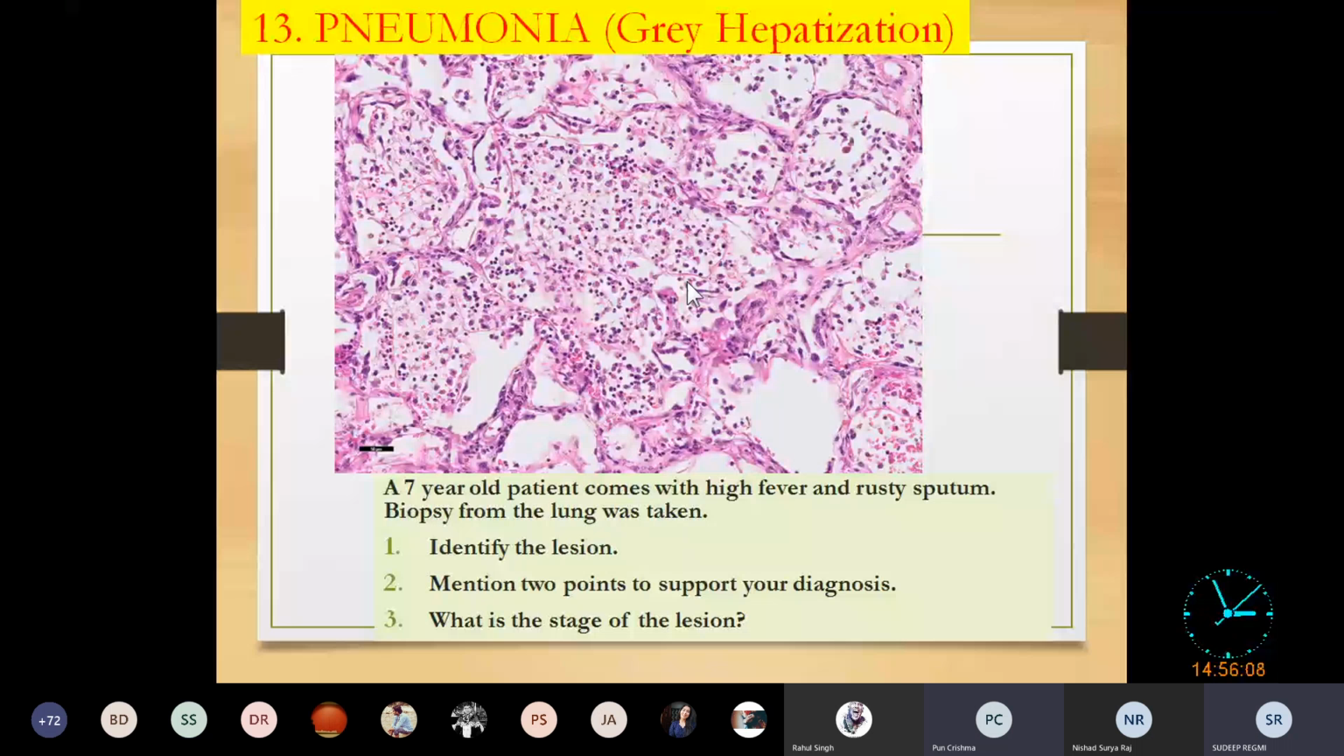Congestion, red hepatization, gray hepatization, and resolution. These are the 4 stages of lobar pneumonia. In lobar pneumonia, the disease goes through 4 stages. The first one is congestion.